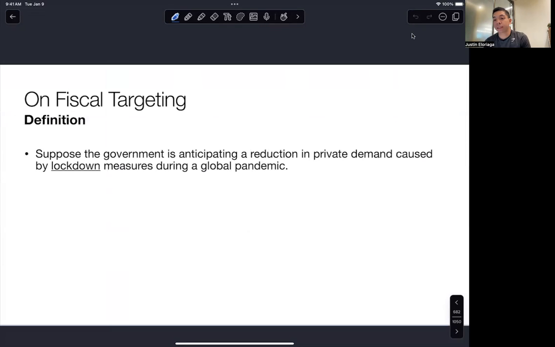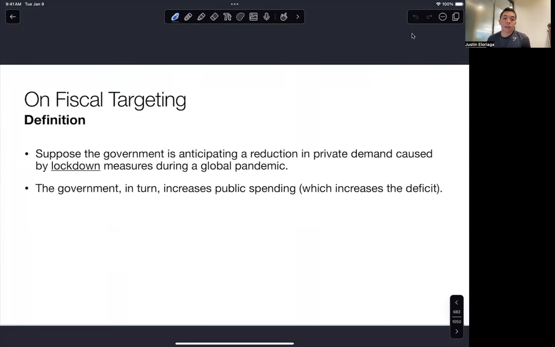Another example, say fiscal targeting now. Suppose the government is anticipating a reduction in private demand caused by lockdowns during a global pandemic. Well, the government can in turn increase public spending. One way to increase private demand, or generally GDP, is to increase public spending, right?